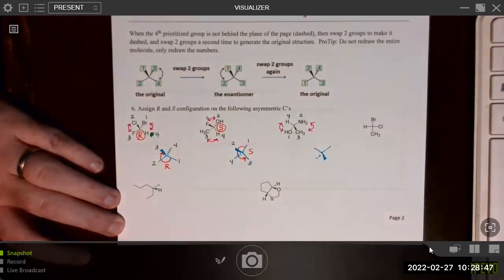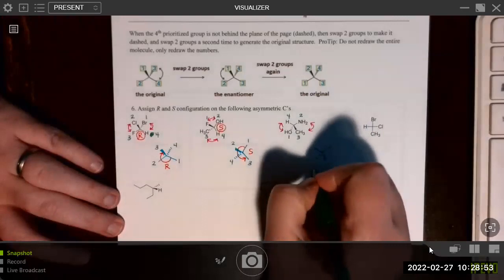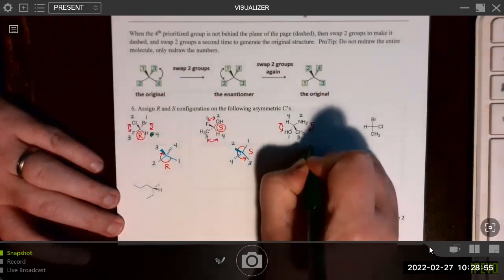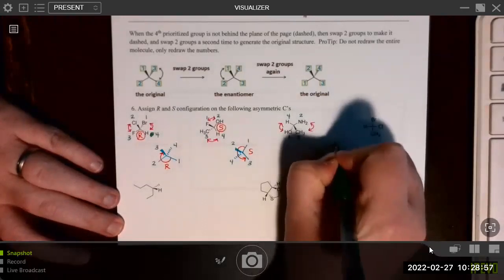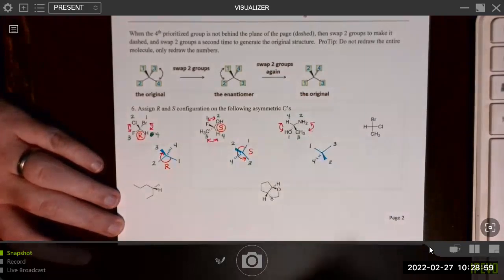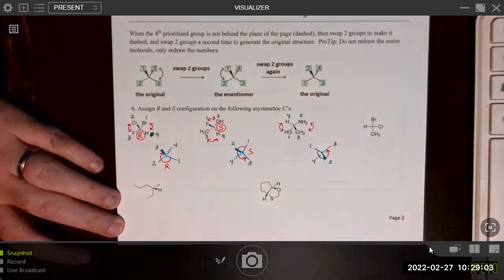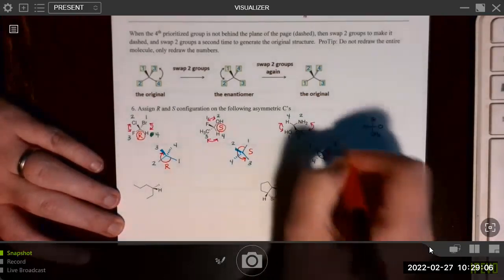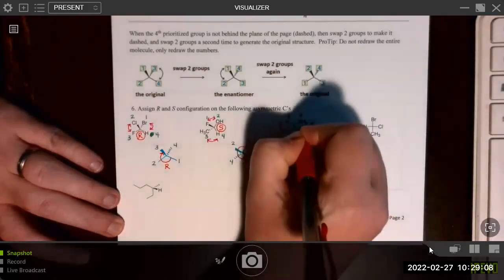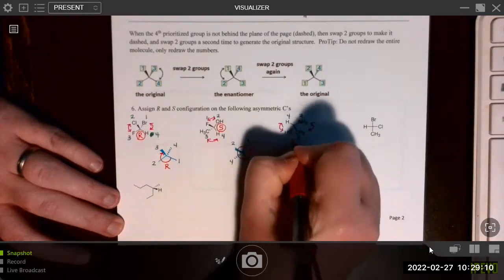Making sure to put in the new priority groups after the switches. So this is now going to be 4 and this is 1. And this will be 2 and 3. So again, 1 to 2 to 3. The fourth priority group pointed back. This is counterclockwise and S, which means this one is also S.